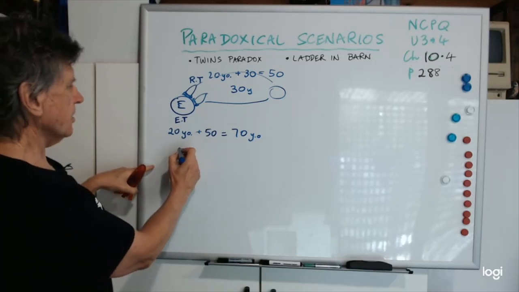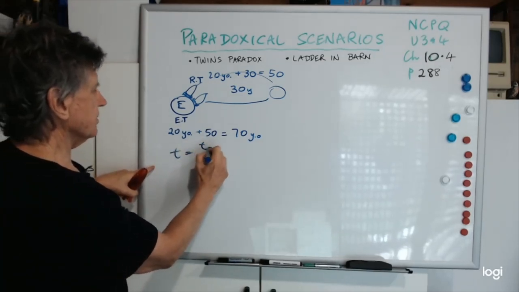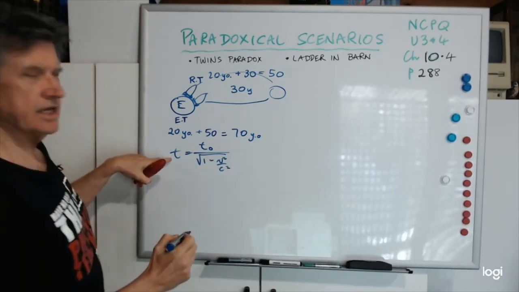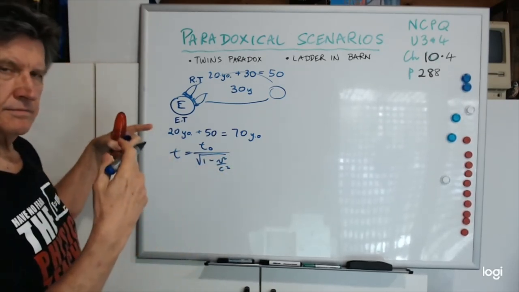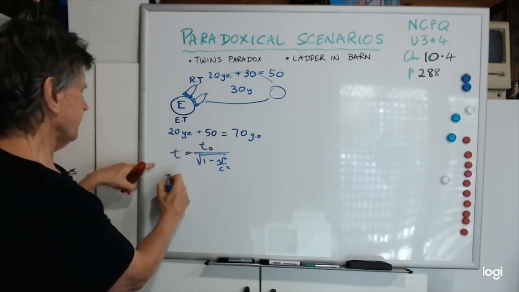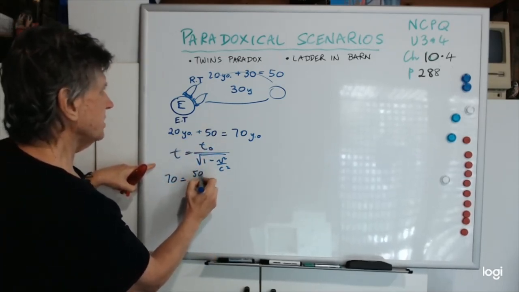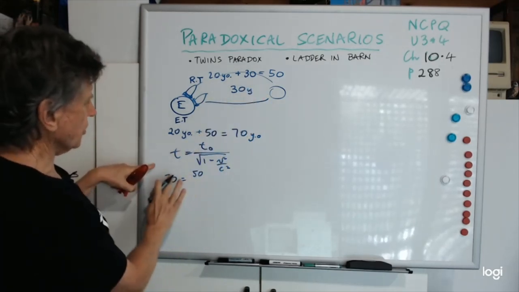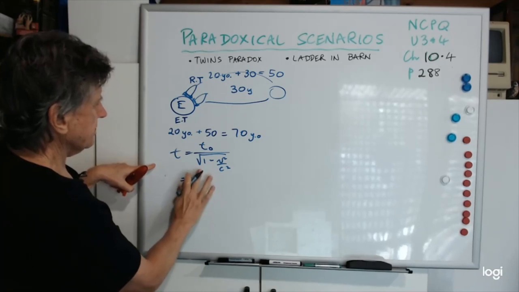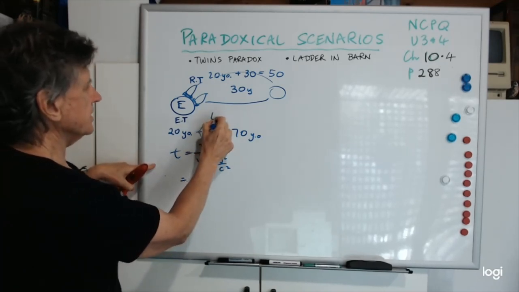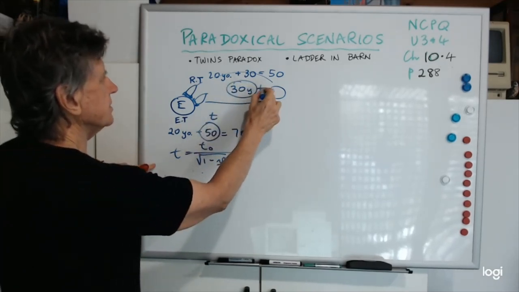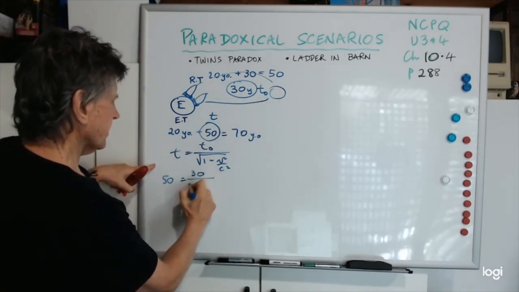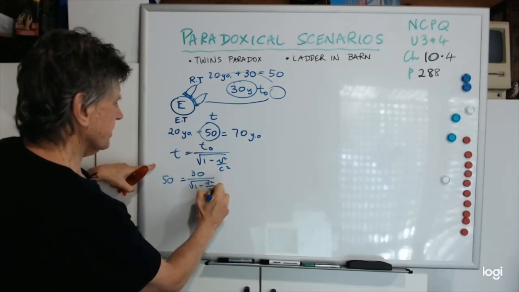Now, you know the formula is T equals T zero over the square root of 1 minus V squared on C squared. T is the dilated time, which is 70, equals 50. Oh no, we're doing the time interval, sorry. So 50 is the time interval, that's T, and that's T0. So 50 equals 30 over the square root of 1 minus V squared on C squared.